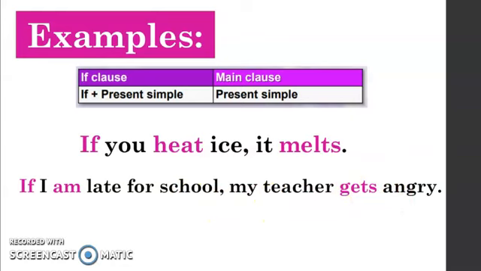So, always still the same, and since both are using present simple, then this is a zero conditional sentence. So that's for the zero conditional type of sentence. Then let's proceed to the second one.